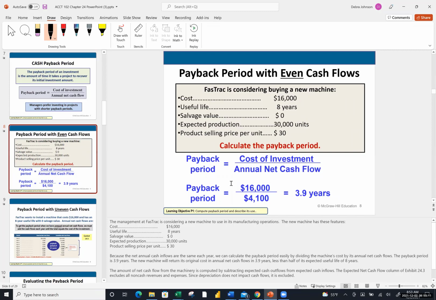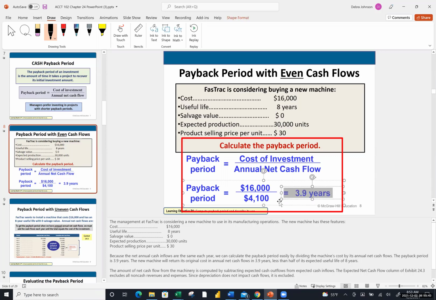So again, here's their formula. The cost goes on the top, and the annual net cash flow, that's important, goes on the bottom. So we would be looking at cash flows. Now they came up with 4,100, and they'll give you the rationale in the PowerPoint if you want to go back and calculate that. But all I'm showing you is that when you have nice, easy numbers, this one comes out to about 3.9 years. Let me give you the major disadvantage right now.